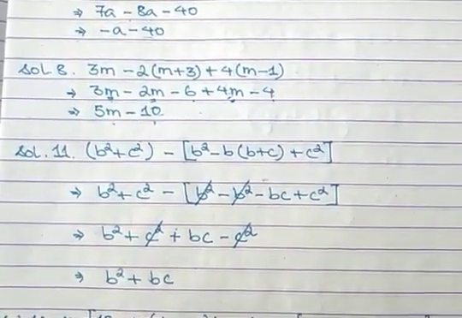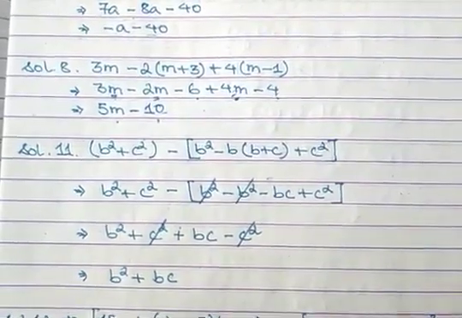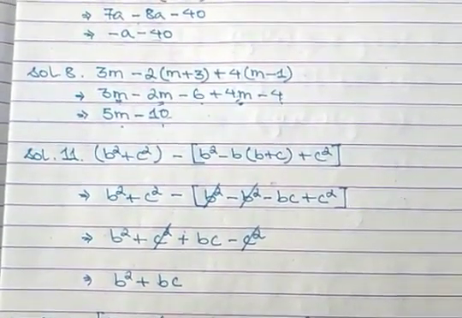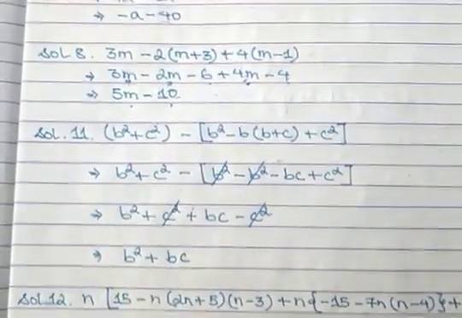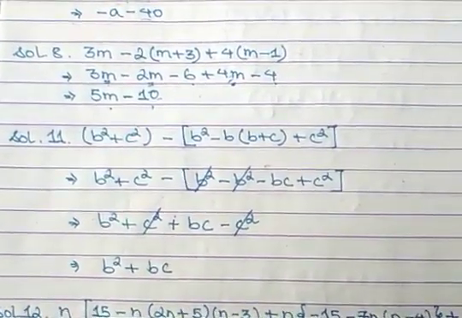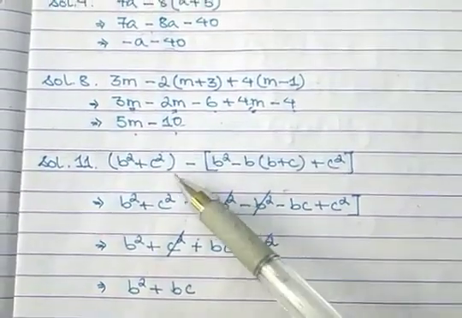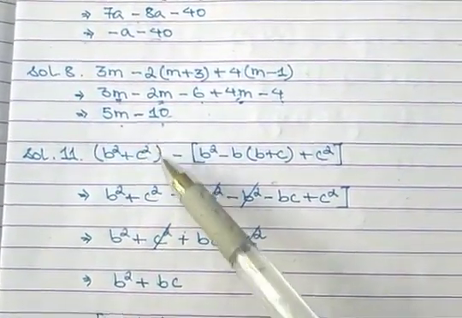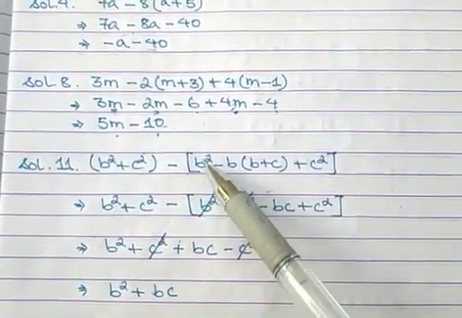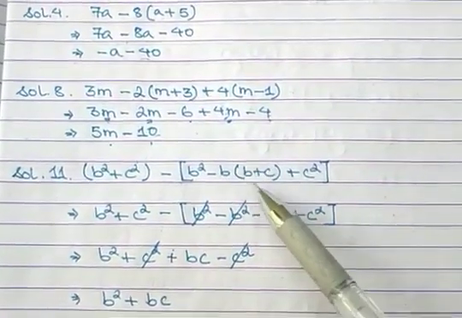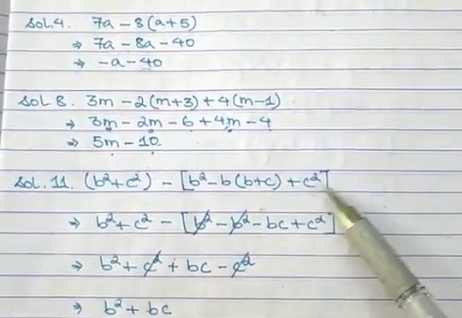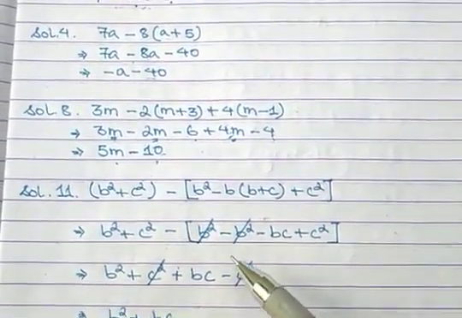I have already done the classification of brackets. I hope you remember. Okay, so what do we need to do with the brackets? We know we need to open up the first bracket first, isn't it? First bracket first. So we have here b square plus c square minus third bracket, b square minus b within bracket b plus c square.